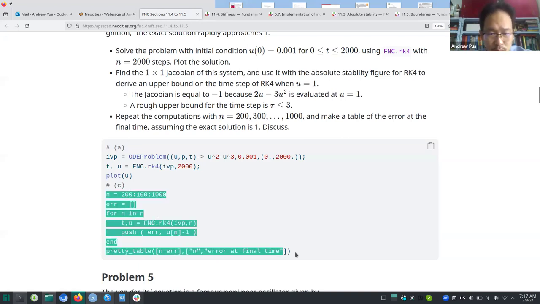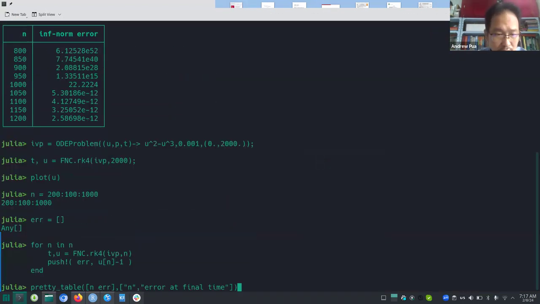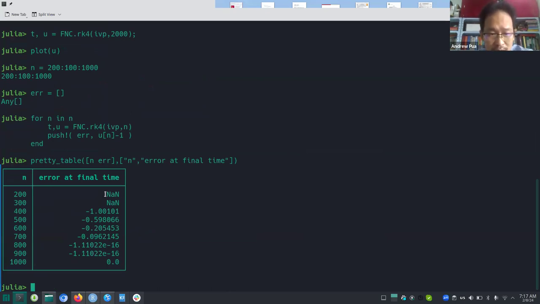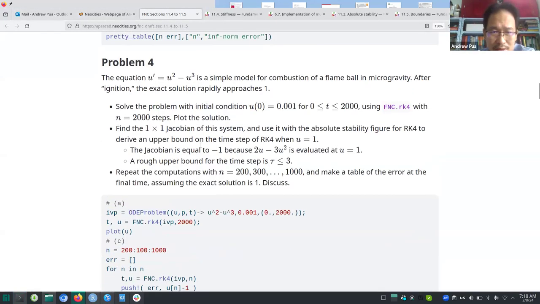So if you do that, you'll get something that looks like this. At the final time, the error when you have steps less than 1,000, around 200 or 300, is not even a number, and then it gets very, very small after you increase the number of steps. So essentially that's the idea for this part, where you need to use a lot of steps before you reach a particular solution.